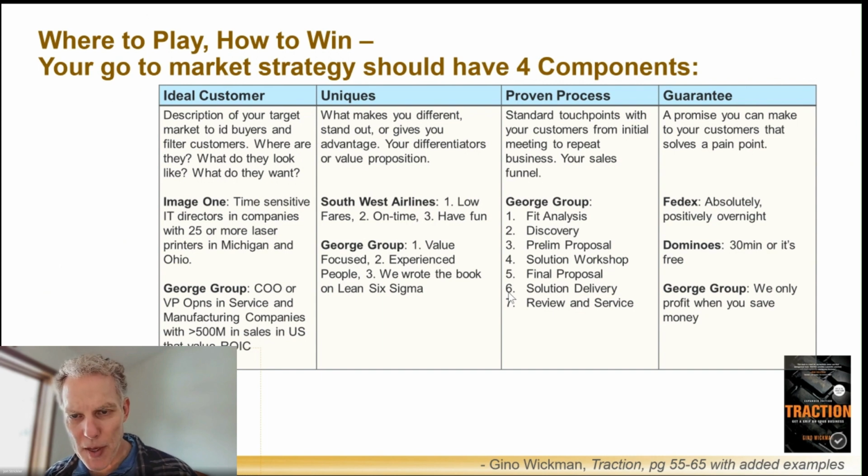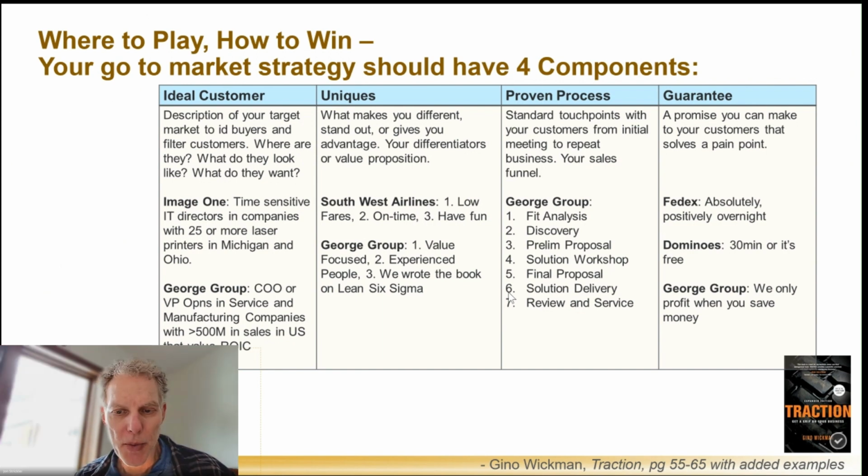Your go-to-market theme is how you will sell and win business. This structure is borrowed from Traction. The elements are listed and summarized with examples in this table: ideal customer, uniques, proven sales process, and guarantee. Each of the columns gives a few examples.